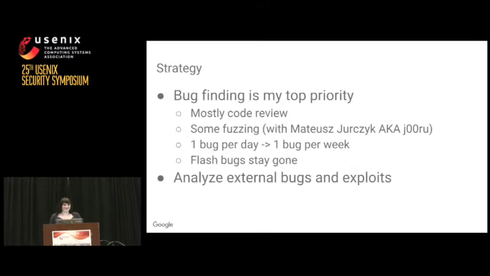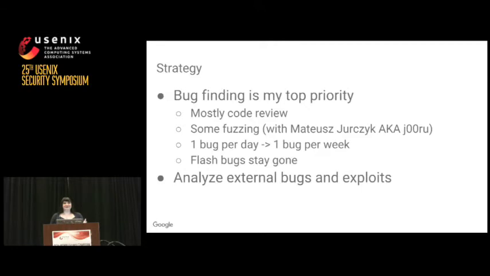My current priority right now is finding bugs. While I might not find all of the bugs, I want to find enough bugs that it decreases the bug density and makes it more difficult for other people to find bugs. I mostly do this through code review, though I do some fuzzing with my colleague Mathias Karlsson. When I started, I was finding one bug per day, and now I'm down to about one bug per week. And something I wanted to mention is that bugs in Flash, once they're fixed, they stay gone.